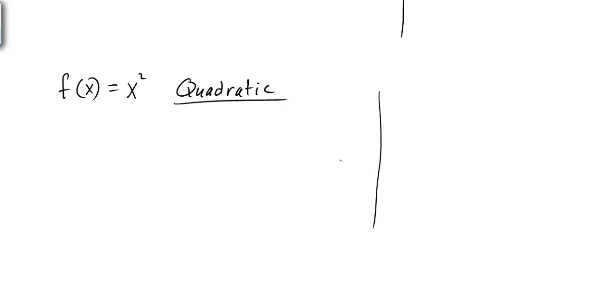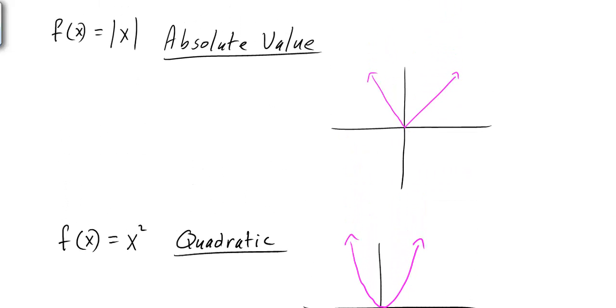And the one that most of you are probably familiar with is f of x equals x squared. This is your quadratic function. And of course, the graph of your quadratic function is a parabola. This is more of a U shape, okay? So this is different from the absolute value, where this has a smooth curve, whereas the absolute value is always going to have this sharp corner like a V.